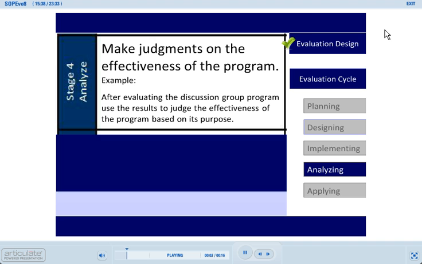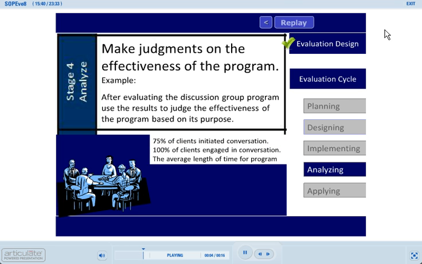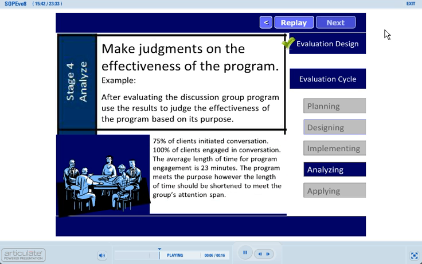The fourth phase of the process is to analyze the data that was collected. This means you will make judgments on the effectiveness of the program. For example, after evaluating the discussion group program, use the results to judge the effectiveness of the program based on its purpose.